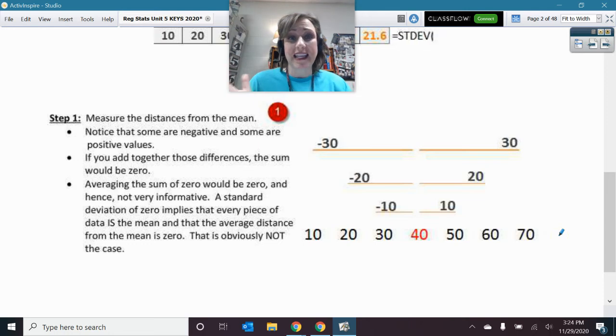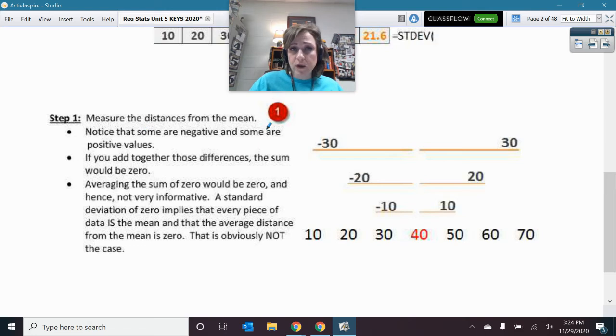A lot of times I'll do this with students standing up, and we measure their heights and see what's their average distance from the average height. I put them in order from least to greatest. So here's the sample. The mean was 40. Here are 3 people to the left of the mean and 3 to the right, or 3 pieces of data to the left and to the right.